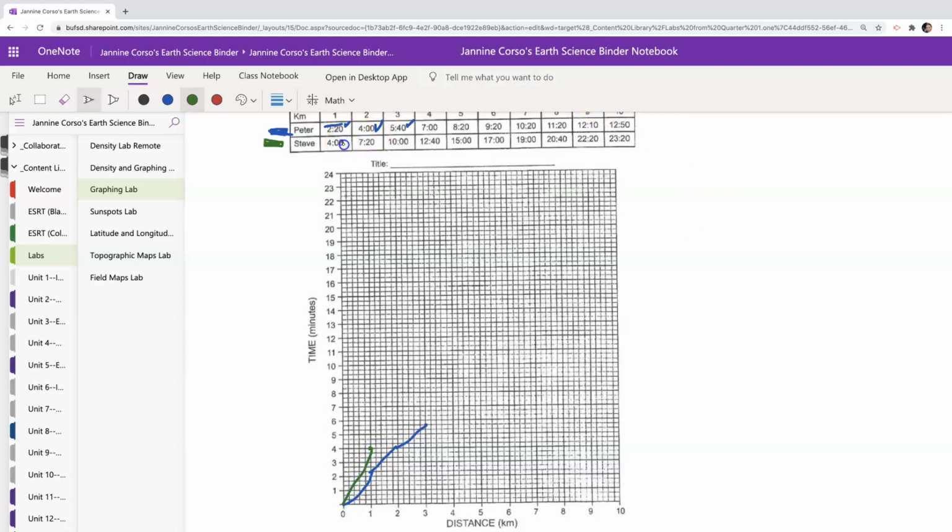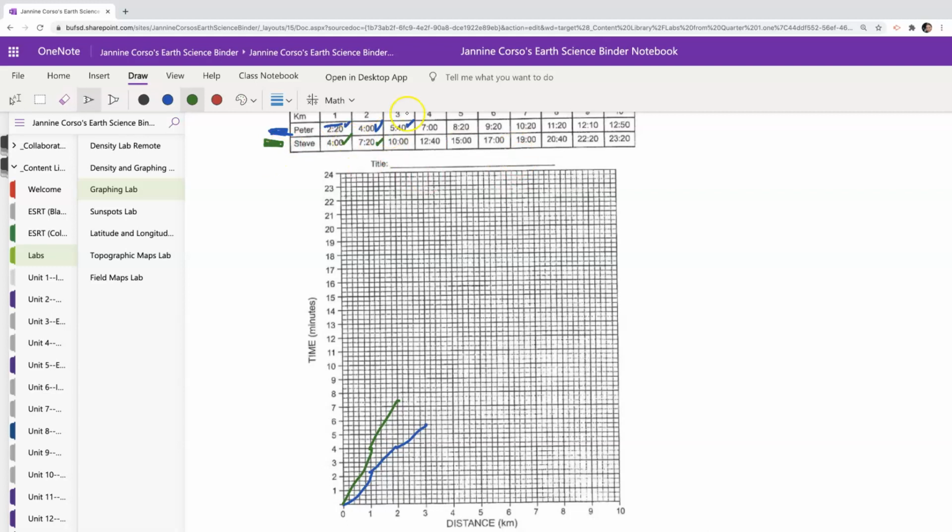Okay, again, I like to check my data off as I've done it to keep track. At 2 kilometers, Steve was at 7 minutes and 20 seconds. So I'm going to go to 2 kilometers. I'm going to come up to 7 minutes and 20 seconds, which would be about here. I'm going to connect in, and I'll do one more piece of data with you, and then you can pause this video to continue Steve.